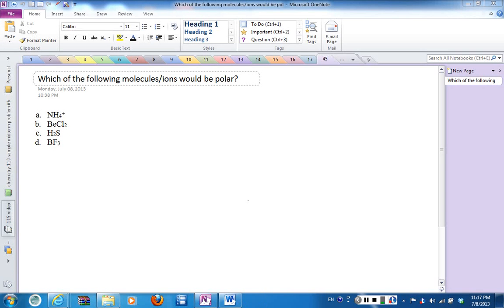Which of the following molecules or ions would be polar? Okay, so we're talking about polarity of molecules, and we know polarity is determined by the Lewis structure and the molecular shape of molecules. So let's do each of them individually. Ammonium ion.